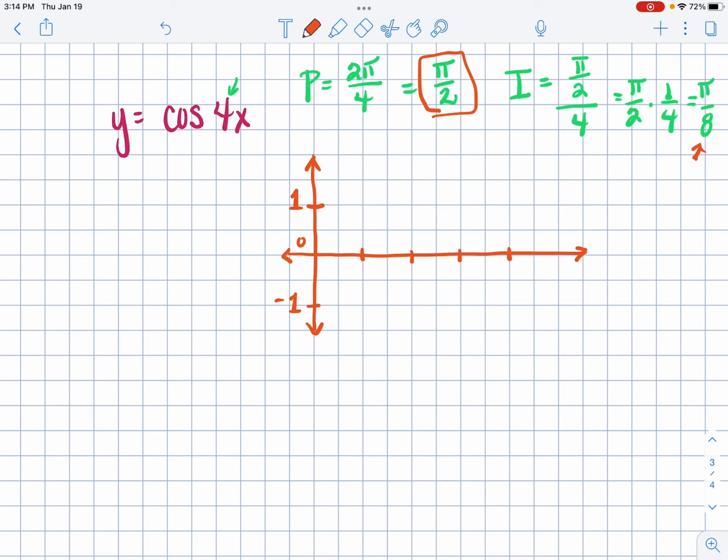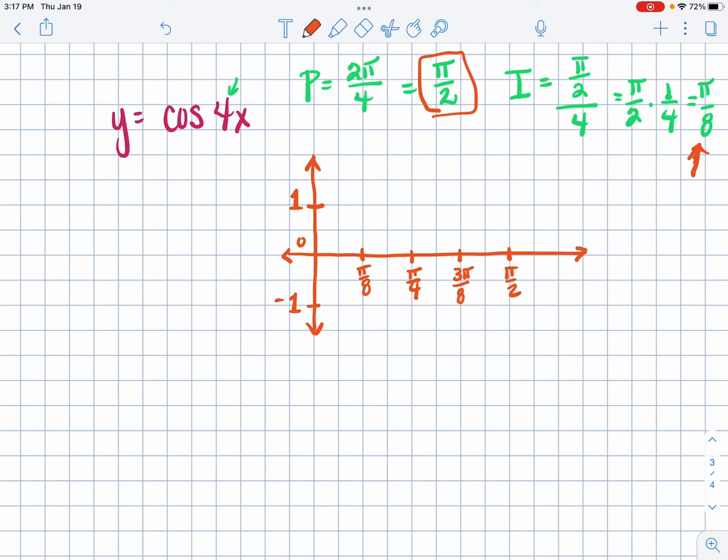So remember, when you find your intervals, this is actually your starting point, pi eighths. So I'm starting with pi/8, and then the next one would be 2pi/8. Of course, 2pi/8 reduces to pi/4. And then 3pi/8. And then, of course, 4pi/8 is pi/2. And, of course, we know that's where we needed to end up.